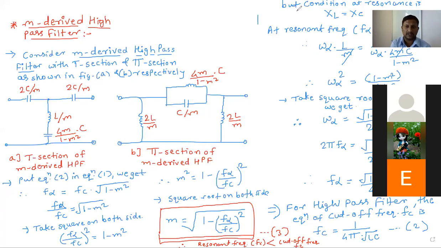So any questions? After equation 2, you can read the left hand part and observe the diagram. If any query, any questions, you can ask. So you are putting equation 2 in equation number 1, so that we can get the relation between f alpha, FC and m, and we got the m expression. After that, we can conclude that resonant frequency f alpha is less than cutoff frequency FC. But for low pass filter, exactly opposite. In that case, resonant frequency f alpha is greater than cutoff frequency.